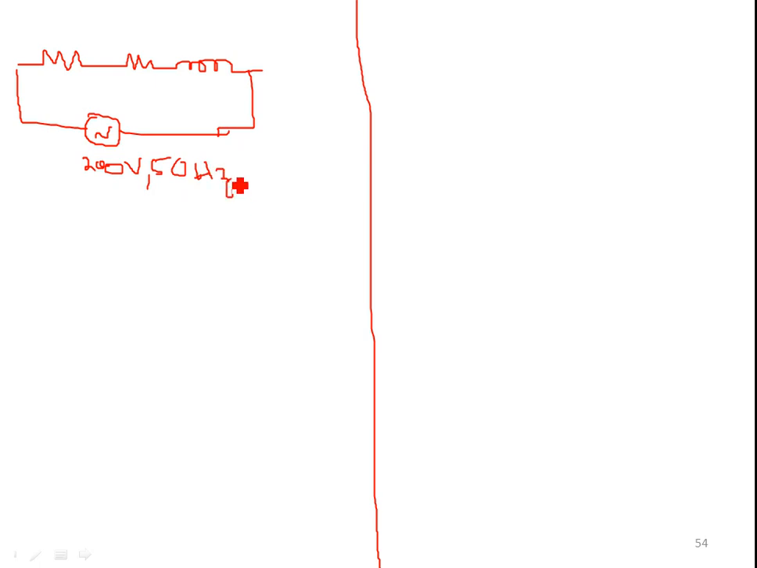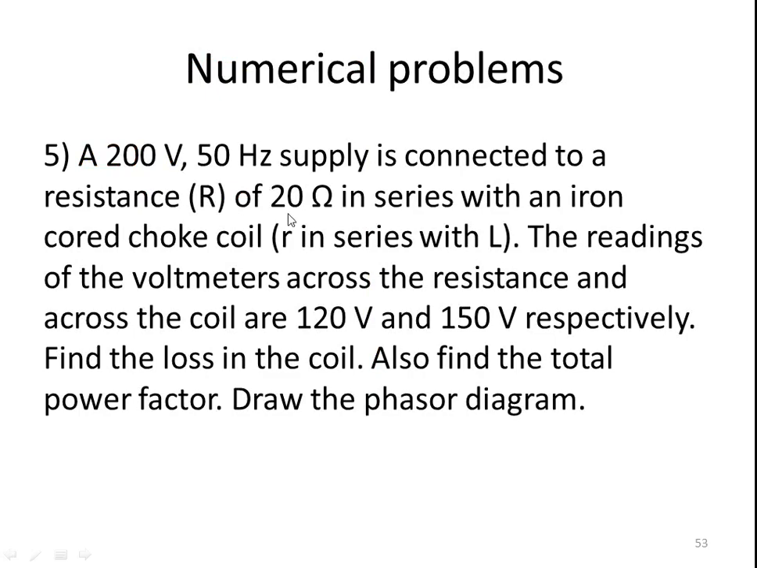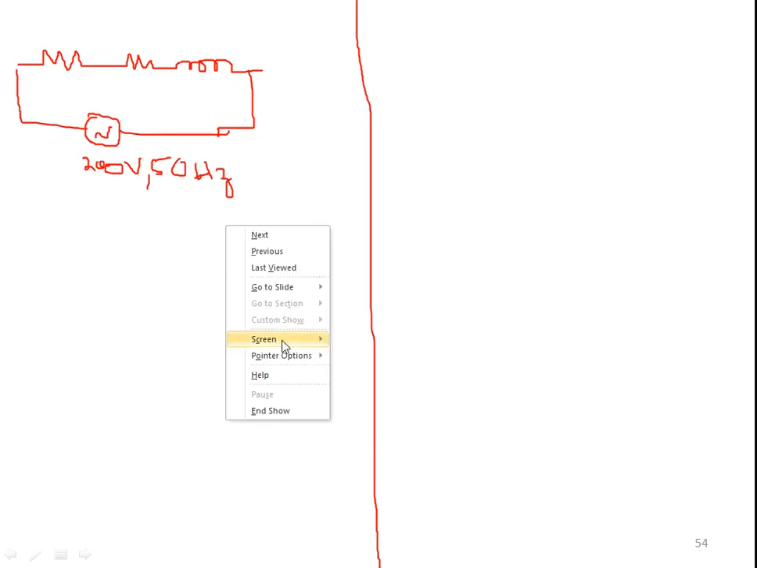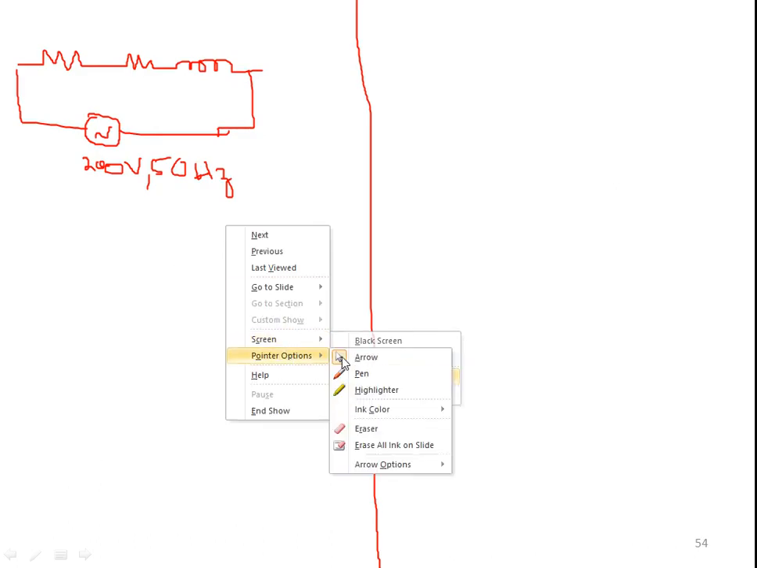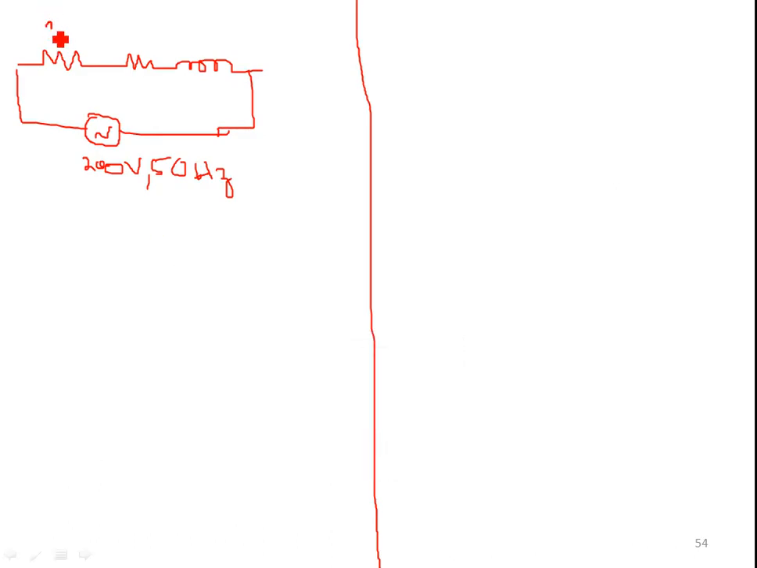Okay. Now, what is the value of resistance? Value of resistance is 20 ohm. This is 20 ohm. This is R in series with L. Now, one more data is given. What is that?